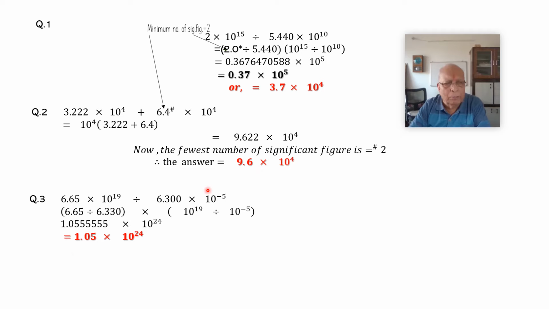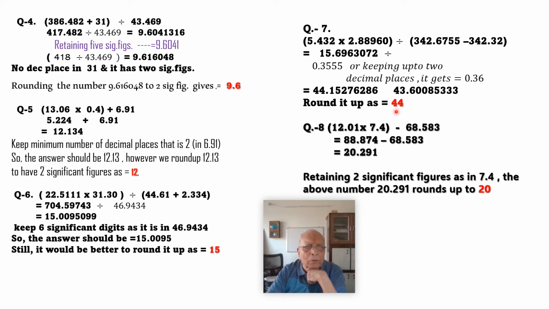And there is a simple division, question 3. If you go through it, again you have to maintain how many significant figures? 1, 2, 3 here. So the answer is 1.05 into 10 to the power 24. So these exponents are determined separately. They are calculated separately like this. So it's well known to us. And then now I will give you a number of questions here.